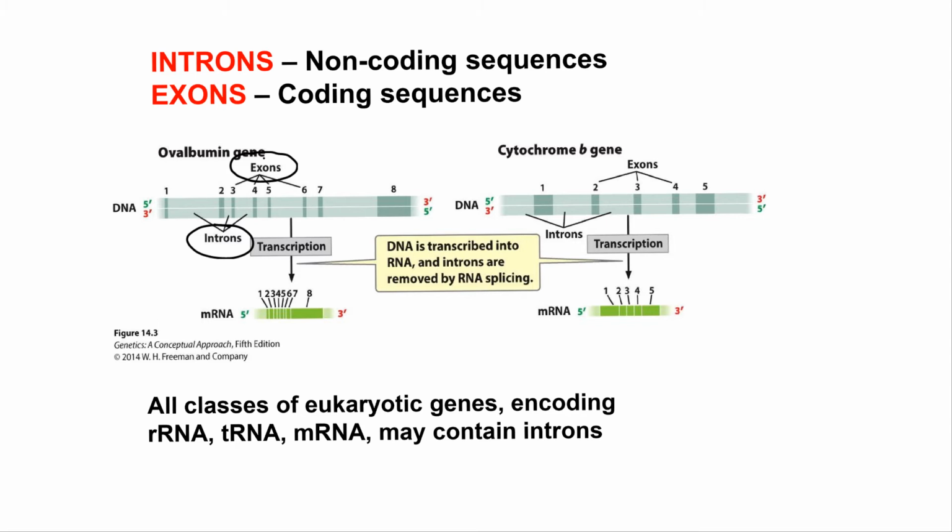All classes of eukaryotic genes, encoding ribosomal RNA, transfer RNA, and mRNA, may contain introns. And the size and number of introns may go along with increased complexity of the organisms.